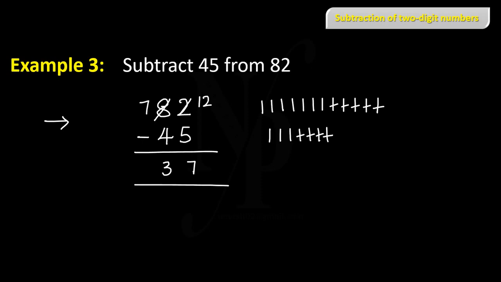That means when we subtract 45 from 82, we get 37 as the difference. That is, 82 minus 45 is equal to 37. Now let us move to the next example.